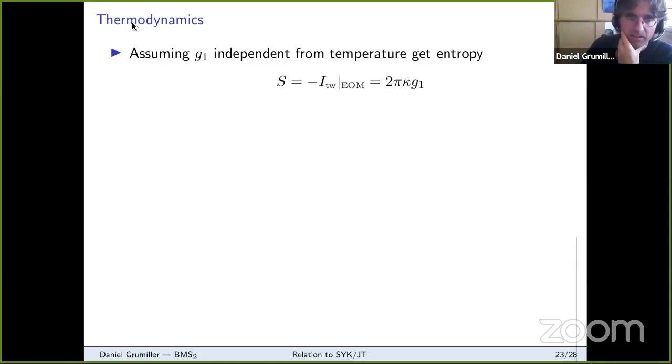Before discussing the limit, I need to mention thermodynamical properties of this CGHS model, in particular the entropy and the specific heat. If we assume that this quantity G1 is independent from temperature, then it turns out that the entropy is just given by minus the on-shell action. So it's just given by this quantity G1.